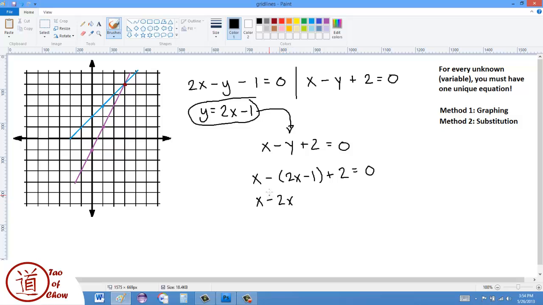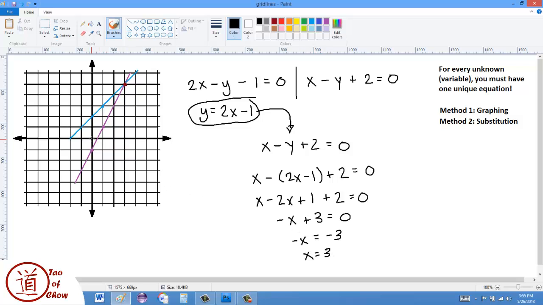So I have x minus 2x. Now this is where a lot of students would make mistakes. This negative sign applies to everything in the brackets, so this becomes a positive 1. A really common mistake is that students would keep this negative. Plus 2 is equal to 0. So x minus 2x is minus x, and plus 3 is equal to 0. So I have negative x is equal to negative 3, and x is equal to 3.